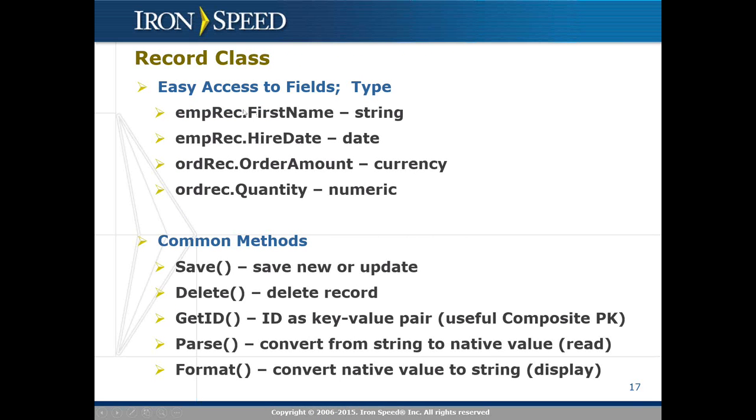So, for example, if we were looking at the employee record, the first name is most likely going to be a string value, which is a char or varchar in the database, that sort of thing. Hire date would be a date field, or maybe even a date time. Yeah, probably not a time field, but a date field. Order amount, currency, of course, because it relates to money. Quantity is numeric of some kind. Normally, quantity would be an integer, but of course, that really depends on the application. If you're selling spices, then you might sell 12.5 grams of turmeric.